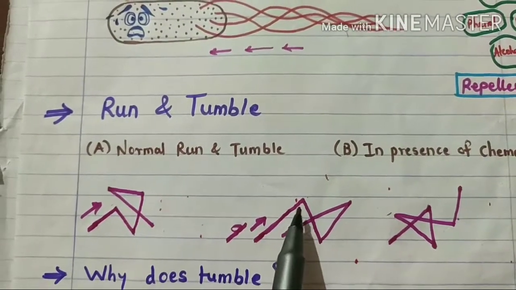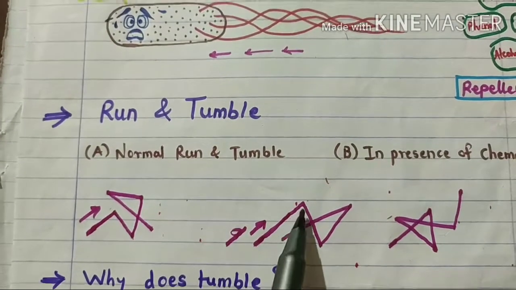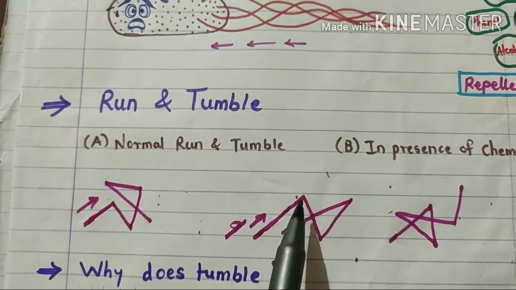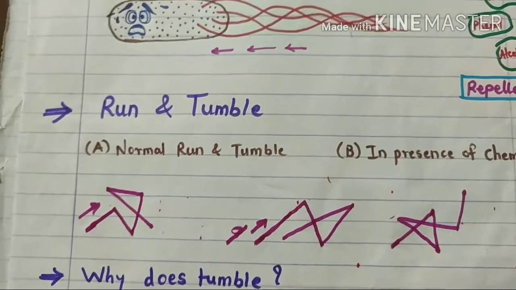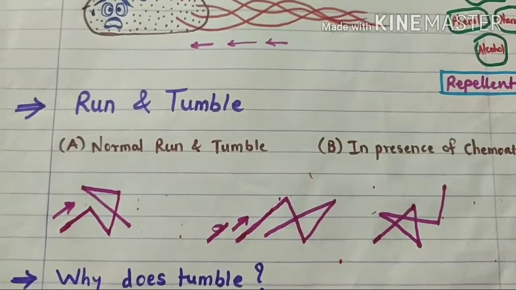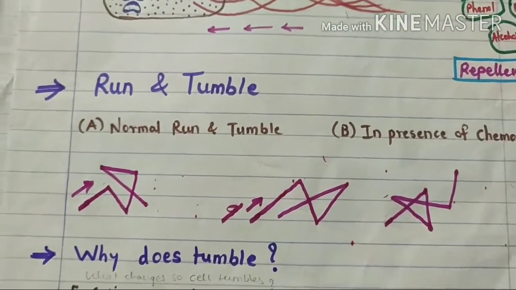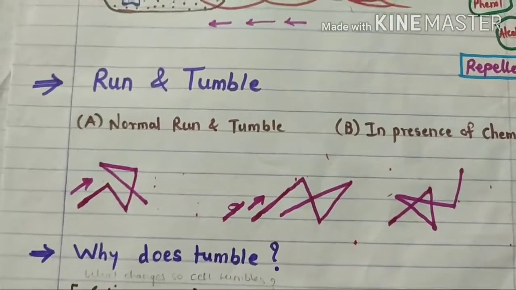Why in presence of attractant is the frequency of tumbling reduced? Because it is an attractant, so it is beneficial for the cell. So by reducing the tumbling frequency, what happens? It can swim for a longer time in presence of attractant. So that's why the cell tumbles.